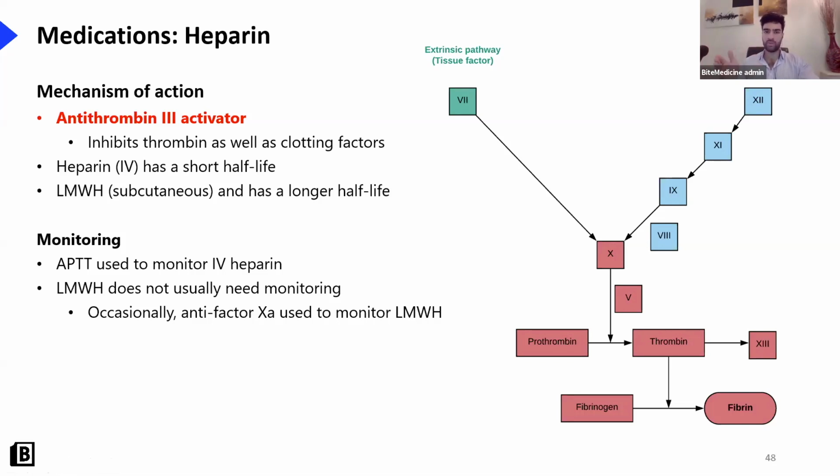So an example of that would be just before surgery. You don't want the anticoagulant to be sitting in the blood for a long period of time. So you give them an anticoagulant with a very short half-life, like IV heparin. Low molecular weight heparin has a much longer half-life. APTT is used to monitor IV heparin. Low molecular weight heparin doesn't normally require monitoring, but very occasionally you can use something called anti-factor Xa. But on the whole, low molecular weight heparin doesn't really require monitoring.